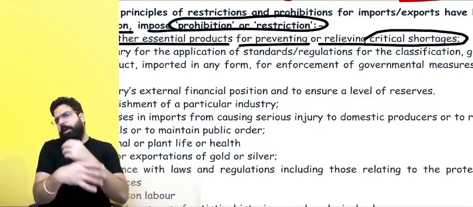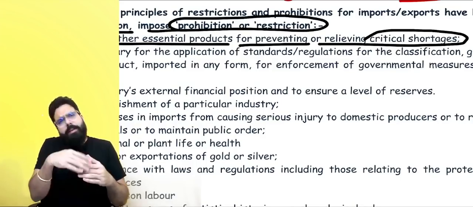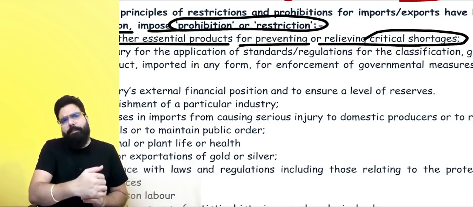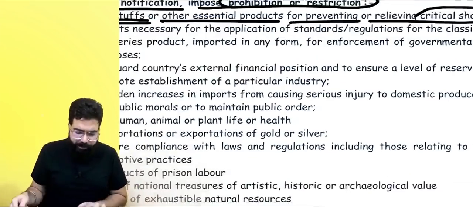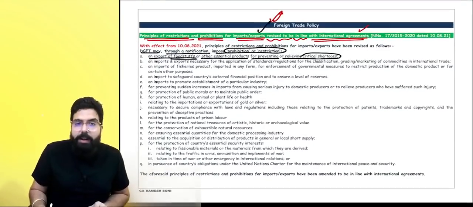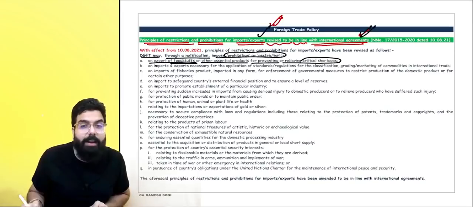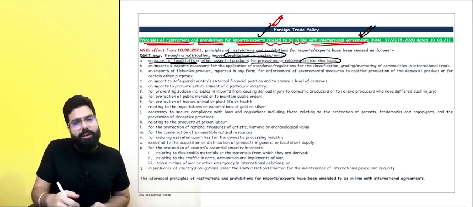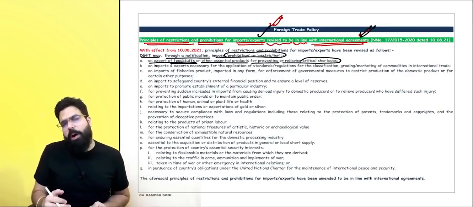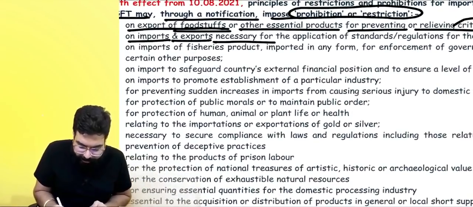For example, the whole world is facing a rice shortage. Then India will say we will restrict the export of rice. Earlier, the principles were different. Now, the principles are revised to be in line with the international agreements, and hence these are the new guidelines for prohibition.